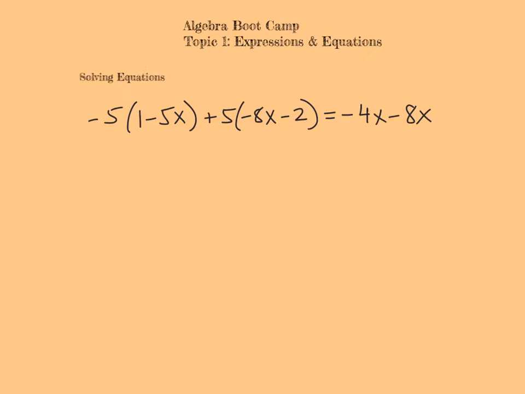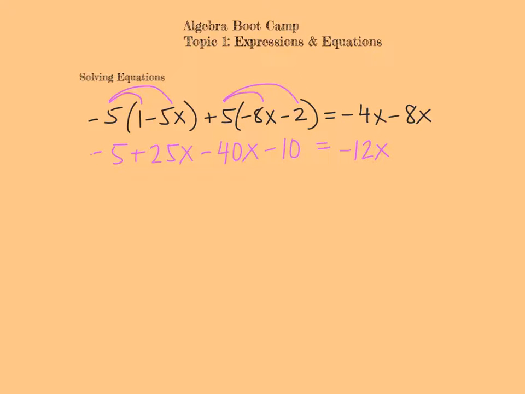Okay, I have one last example for solving equations. I just picked one that was a little bit more substantial. And we're going to first distribute this negative 5 through. So when we do that, we'll be left with a negative 5 plus 25x. Then we're going to distribute this 5 through. So when we do that, we'll be left with a negative 40x minus 10. On the right-hand side, we can simplify this. Because they're on the same side, we can combine these like terms here to get the negative 12x.